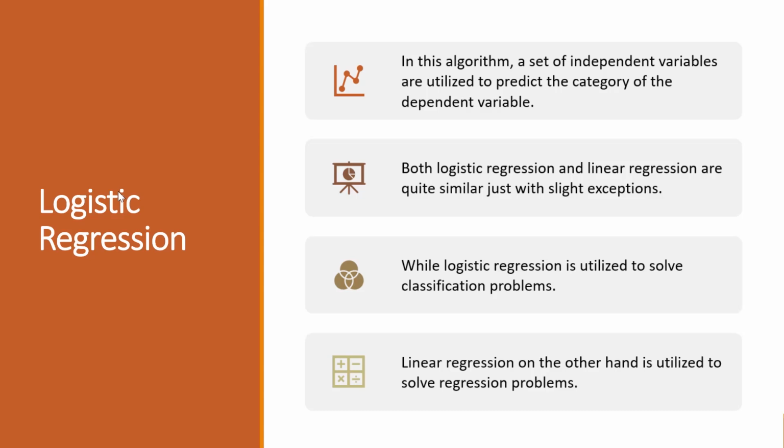For example, the output of the logistic regression can either be yes or no, 0 or 1, true or false. In this way, all the outputs are there in logistic regression, but rather than providing an exact value between 0 and 1, the model provides a probabilistic value. Now both logistic regression as well as linear regression are quite similar with slight exceptions. While logistic regression is utilized to solve classification problems, linear regression on the other hand is utilized to solve regression problems.